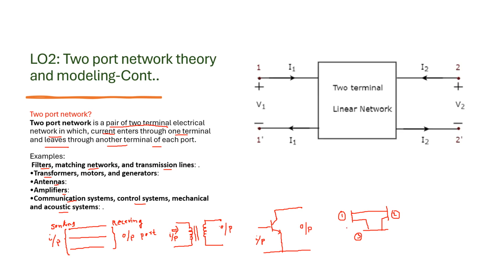Now here is the schematic diagram for the two-port network. This is the input port, where we have a voltage V1 and a current I1. There is another pair of terminals, the output port, where we have a voltage V2 and current I2. So this is a two-port network.